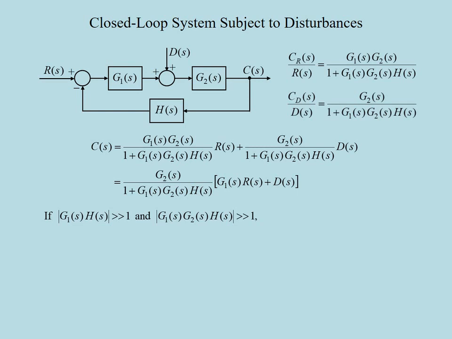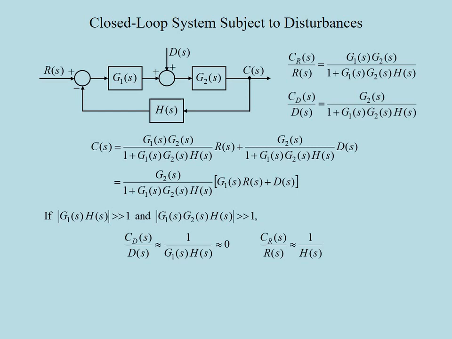This, in turn, means the transfer function C sub D by D is approximately 0. In other words, the output will not be affected by the disturbance at all. On the other hand, the transfer function from the reference input to the output will be approximately 1 over H. That means by changing H of s, you can impose any transfer function you like in the closed loop, whatever the planned transfer function G2 is.